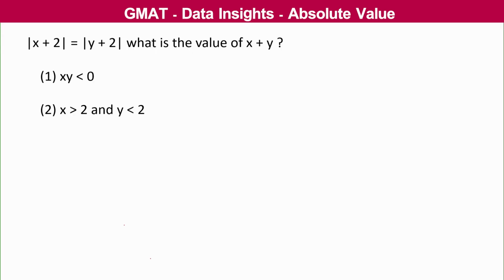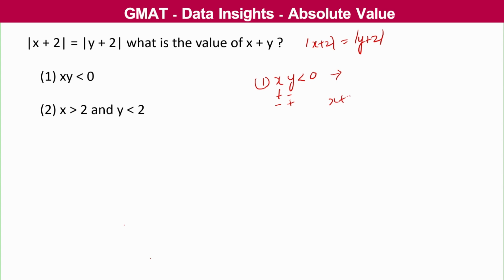Mod of x plus 2 is equal to mod of y plus 2. What is the value of x plus y? Statement 1 says that xy is less than 0, that is x into y, the product is a negative number. That means that x and y have opposite signs. Either x is positive and y is negative, or x is negative and y is positive. That's what we are being told.